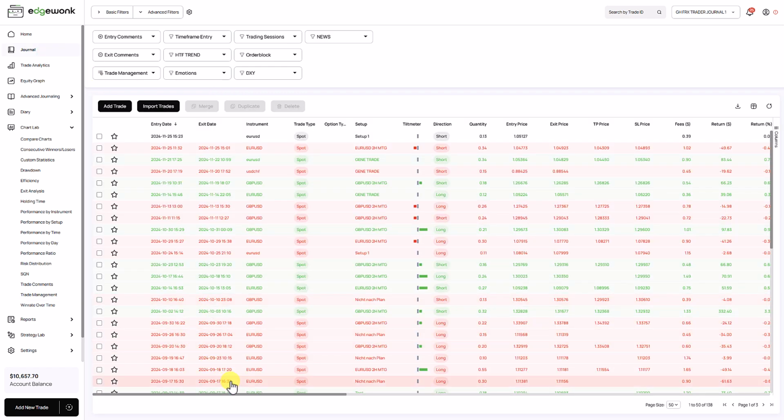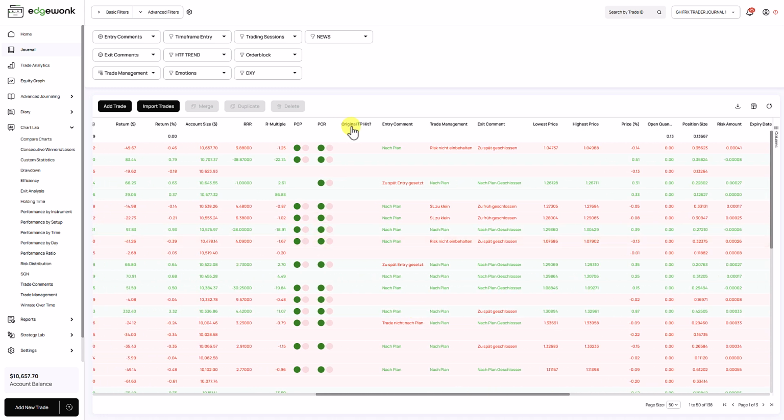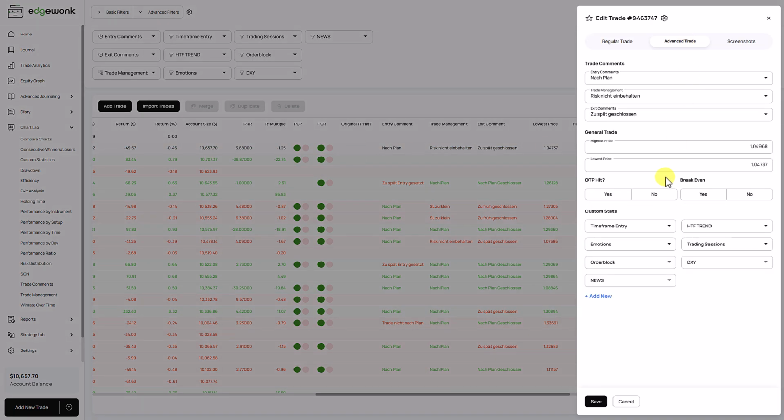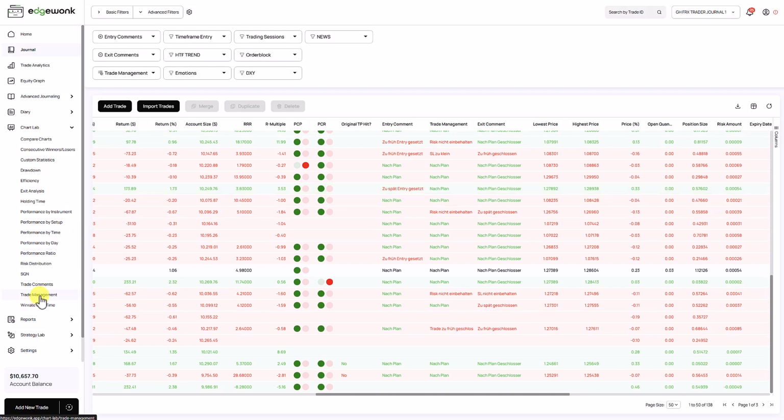And it's super simple. You just go to your journal, and then you go here to the right, this column, original take profit hit. All you have to do is go here and then go to the advanced and say, did this hit your original take profit, yes or no? And this will then activate your trade management graph.